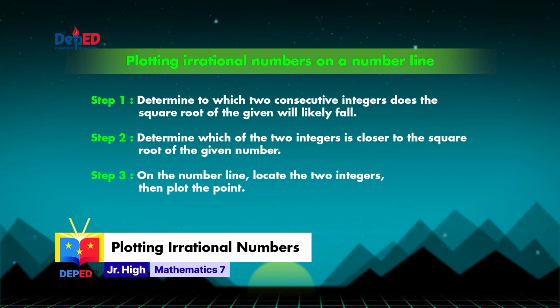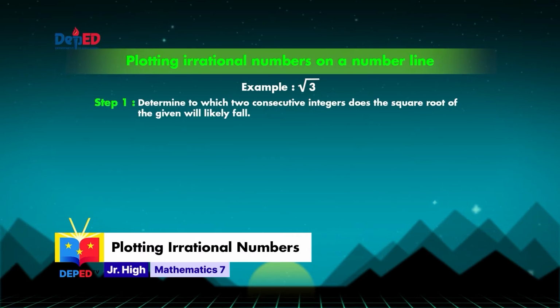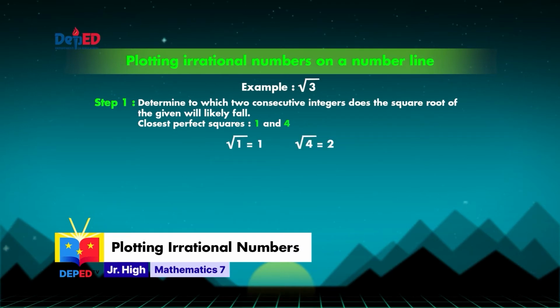Let's have an example. Locate and plot the square root of 3 on a number line. Step 1. Determine to which two consecutive integers the square root of the given number will likely fall. 3 is between the perfect squares 1 and 4. The square root of 1 is 1, and the square root of 4 is 2. So, the square root of 3 would likely fall between 1 and 2.